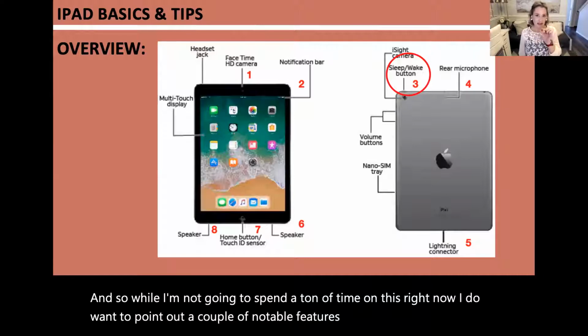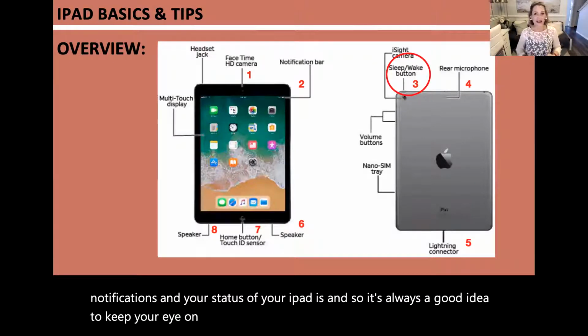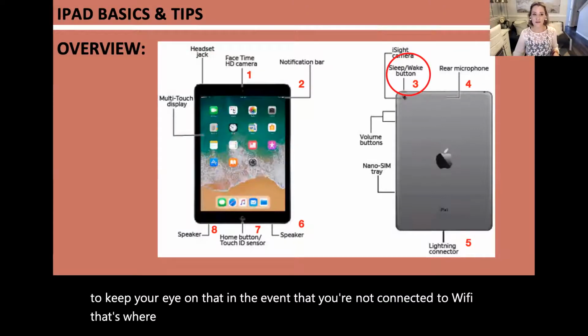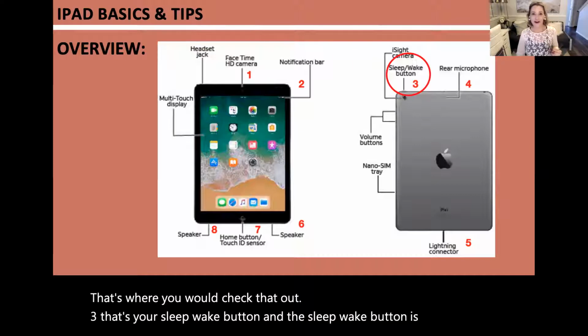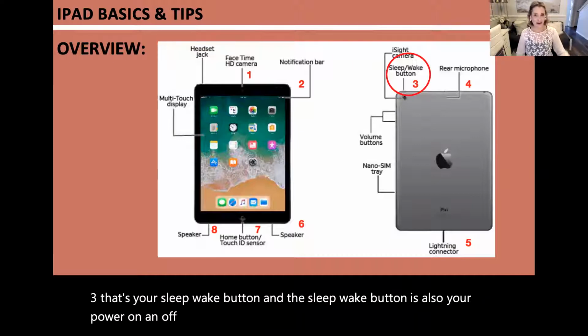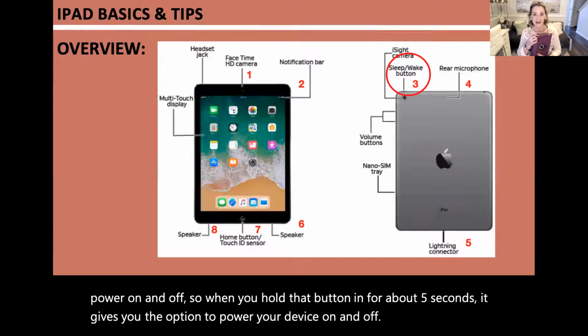Now, number two is where your notifications and the status of your iPad are. It's always a good idea to keep your eye on that in the event that you're not connected to Wi-Fi. That's where you would check that out. Number three, that's your sleep wake button. The sleep wake button is also your power on and off. So when you hold that button in for about 5 seconds, it gives you the option to power your device on and off. And that's right here up at the top.